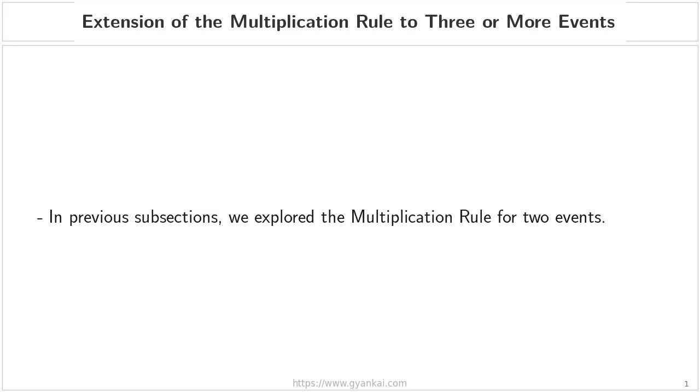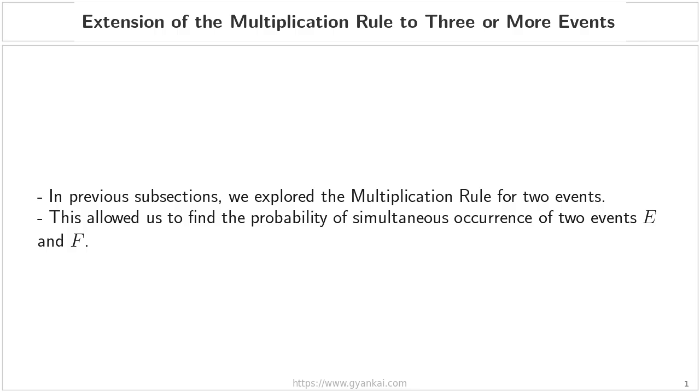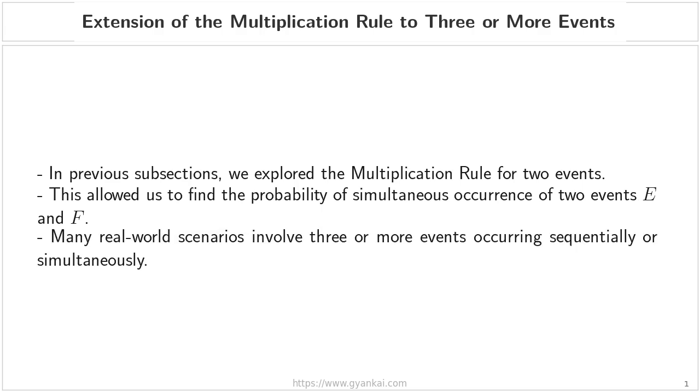Extension of the multiplication rule to 3 or more events. If you look at the first point on the slide, you'll recall that in our previous lessons, we focused specifically on the multiplication rule for just 2 events. We used this rule to determine the probability of 2 events, let's call them E and F, happening at the same time. However, life isn't always as simple as just 2 outcomes.